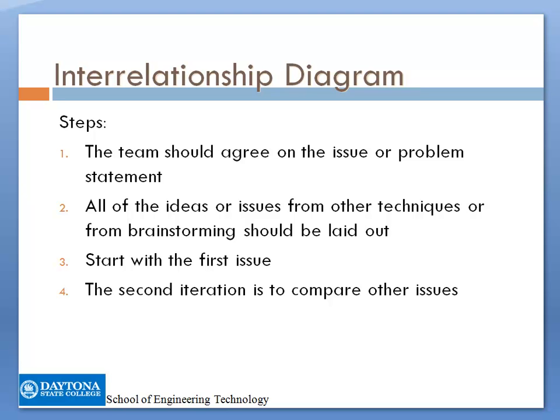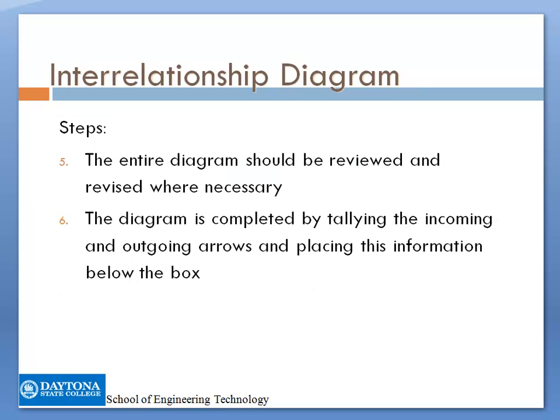Step number one is that the team should agree on the issue or problem statement. Then all the ideas or issues from other techniques or from brainstorming should be laid out. Then you start with the first issue. The second iteration is to compare other issues. Then the entire diagram should be reviewed and revised where necessary. It is a good idea to obtain information from other people on upstream or downstream processes. Then the diagram is completed by tallying the incoming and outgoing arrows and placing this information below.